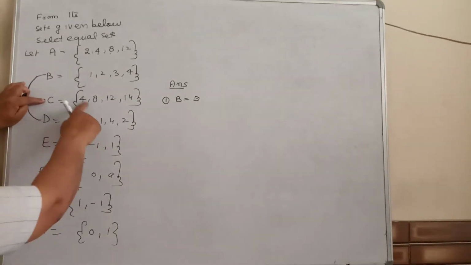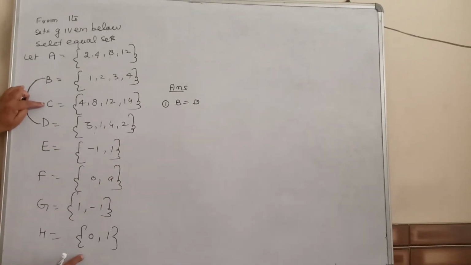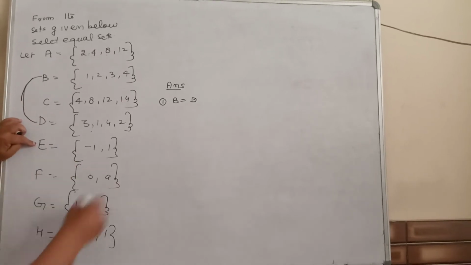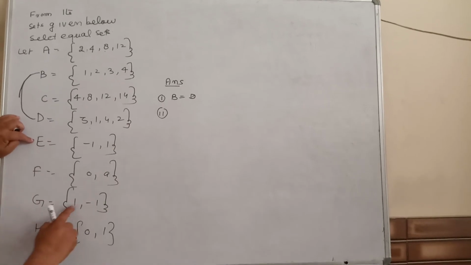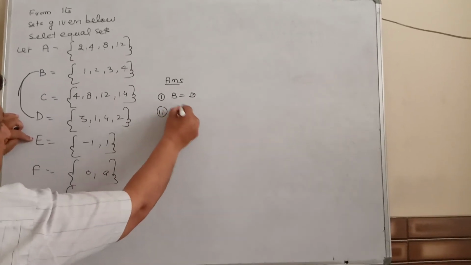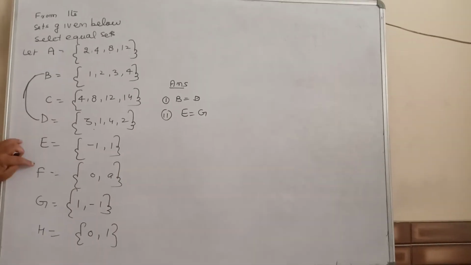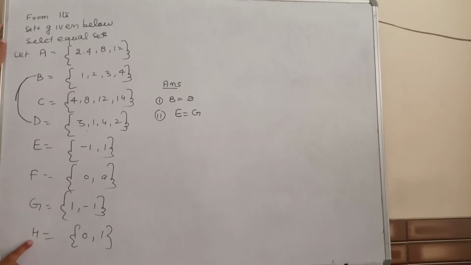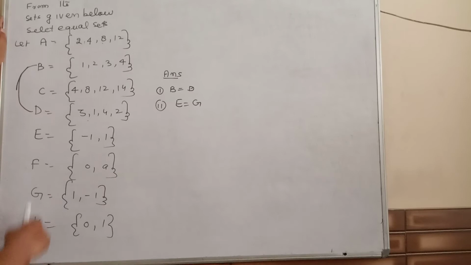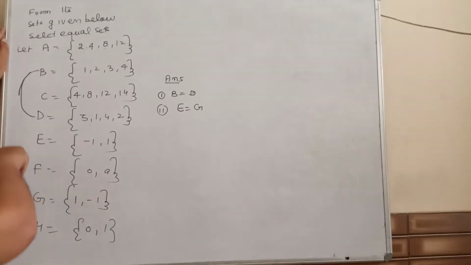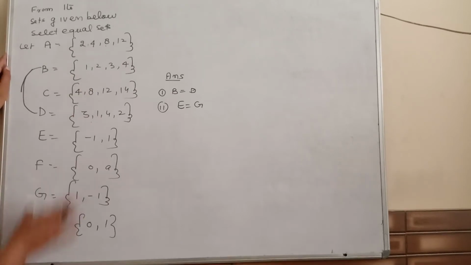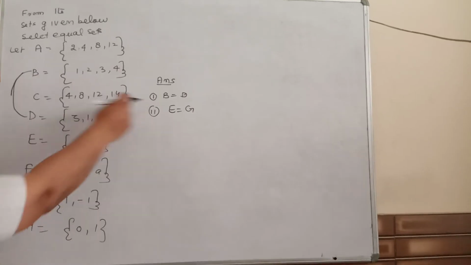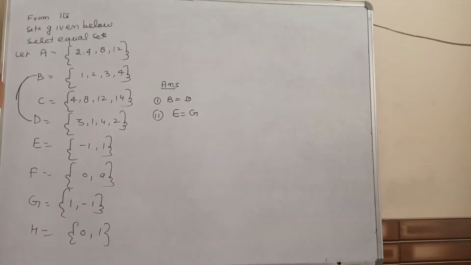Now we come to C: 4, 8, 12, 14. Is there any set with these same numbers? No. Now this is E: -1, 1. Here the order is 1, -1, so E is equal to G. These are the two equal sets. Now for 0, A, there is no set involving 0, A. Similarly, there is no set involving 0, 1. So in this group of sets, we have only two relations which give equality of two sets: B equal to D and E equal to G. So that is the equality of sets.